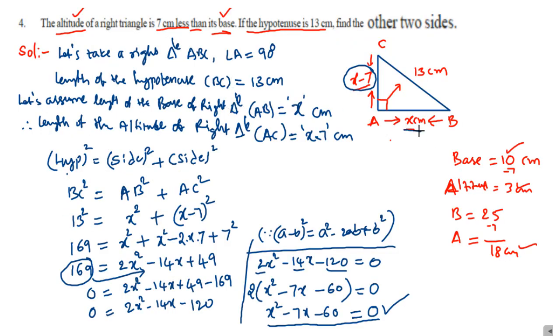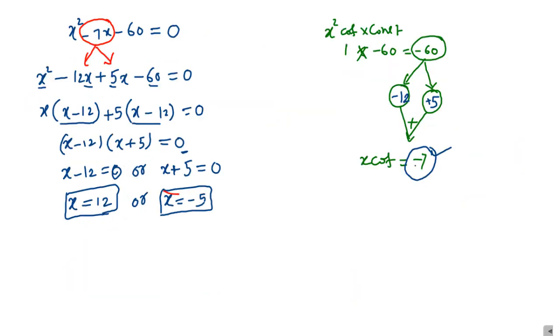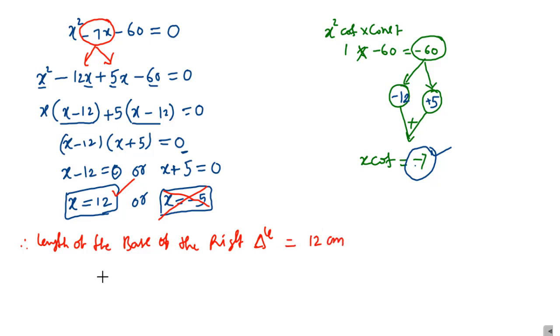Here we have taken the base, the length of the base, that is side AB length, as x, and we know that the length of any side is positive only, it cannot be negative. So here minus 5, which is negative, cannot be the length of a side of a triangle. So which value we have to take here? That is x equals 12. So therefore the length of the base of the right triangle is 12 centimeters.